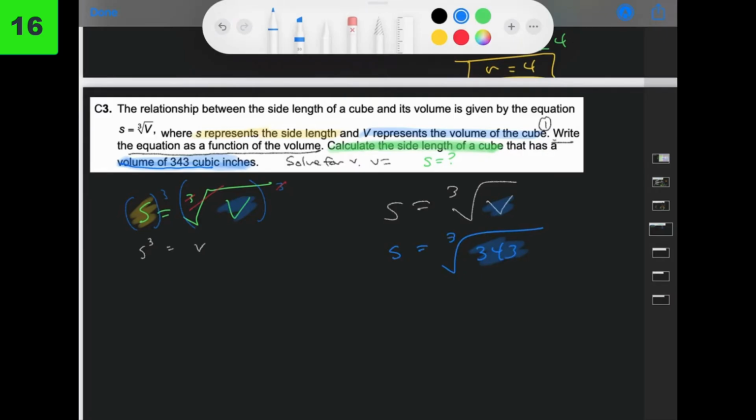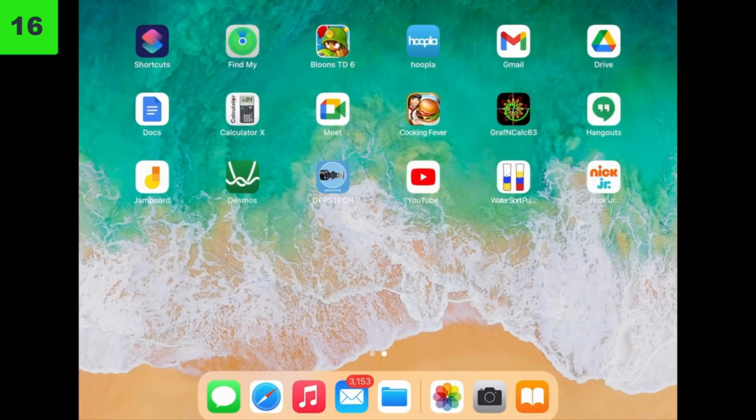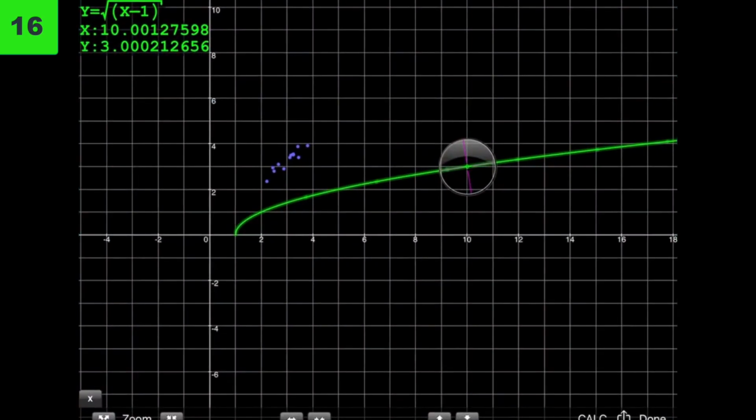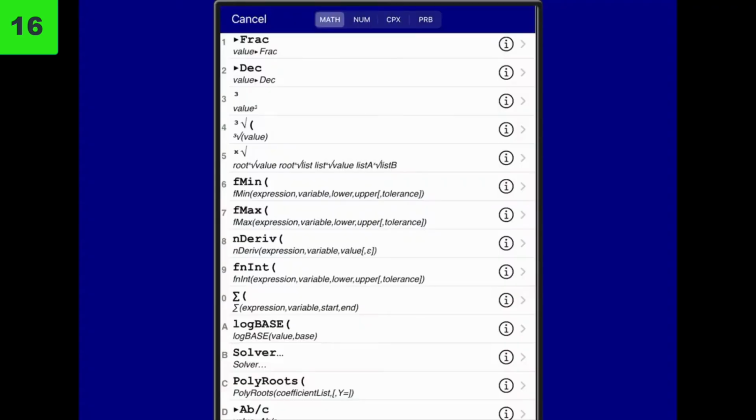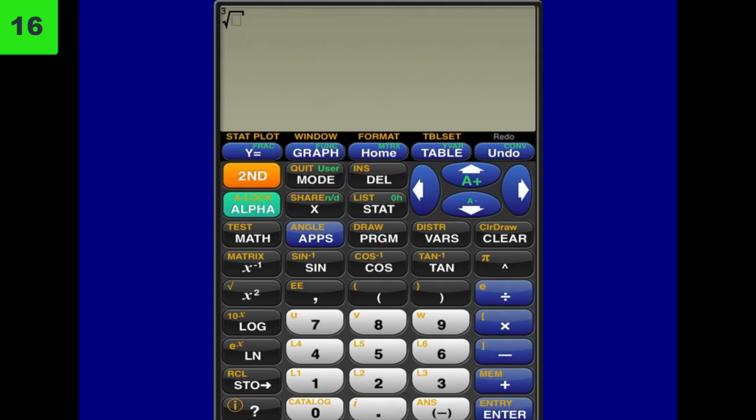And again, if you need help with your calculator, let's go to my calculator. The one I'm using looks like this, or you can use ones I've shown you before. So I'm going to go to math, and then I'm going to do number 4. And then I'm going to type in 343 and press enter.